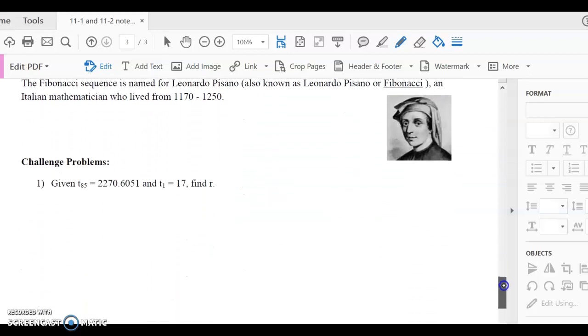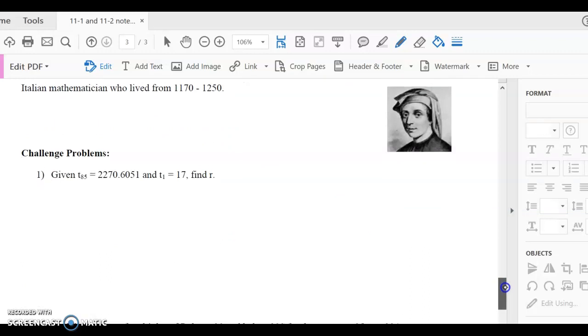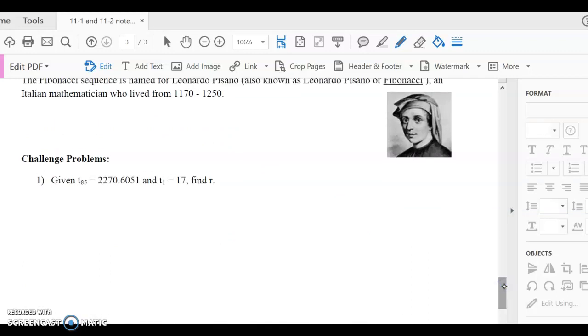So here's some challenge problems I want you to try. Go ahead and pause the video and see if you can figure them out. Okay, for the first one, t of 85 is 2,270.6051, and t sub 1 equals 17. Find r.